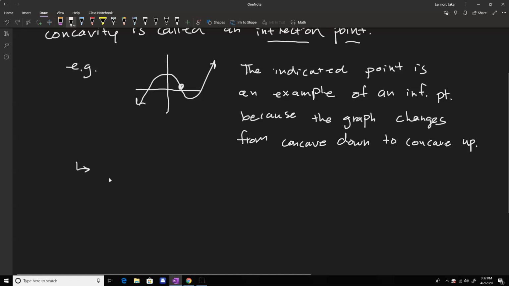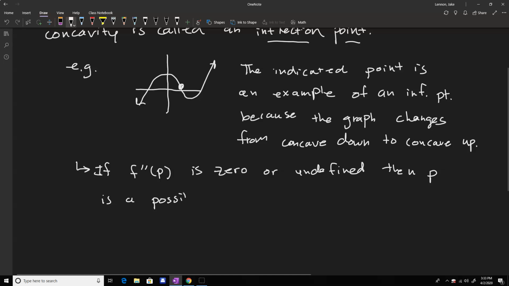Basically, how does this work? Well, we can say if f double prime of p, so if you plug an x value into the second derivative and you get something that's either 0 or undefined, then we can say that p is a possible inflection point. So we don't know whether or not it is, but we know it's a candidate.